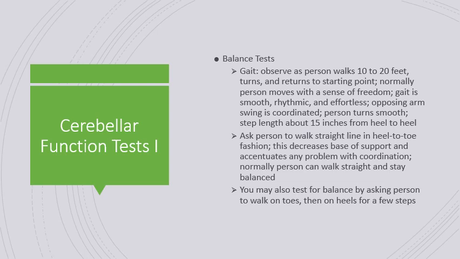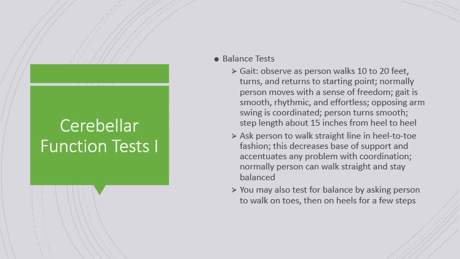To test cerebellar function, you can do a gait. Have the person walk 10 to 20 feet, turn and come back, and look at their balance. The gait should be smooth, rhythmic, effortless. The arms should be swinging freely, and the opposing arm should swing forward. So the right arm swings forward as the left foot steps forward.